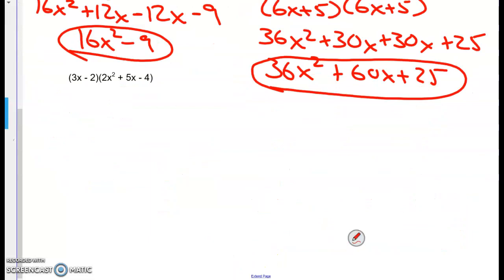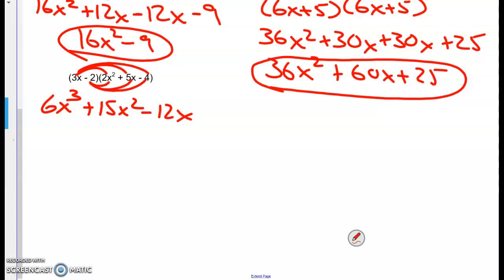So now, similar to foiling, it's just kind of an extra step. The 3x gets multiplied to 3 terms. So we end up with 6x cubed, 15x squared, and minus 12x. But now this negative 2 has to go to all 3 terms. Be careful with the negative. Minus 4x squared, minus 10x, but then I get a plus 8 on that double negative, negative 2 times negative 4.